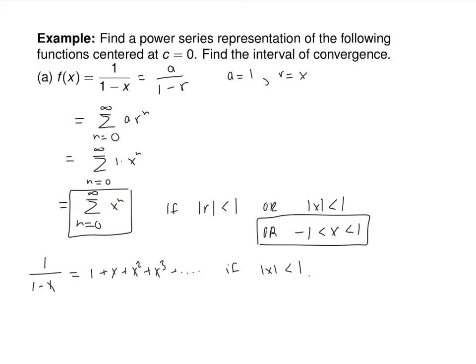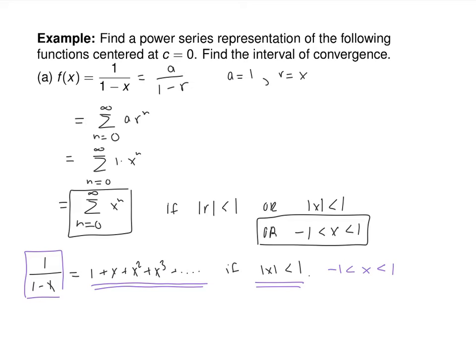If you wanted to convince yourself that this is true, you could graph this 1 over 1 minus x function, and you can graph partial sums of this, and notice that as you add more and more terms, the partial sums are converging to the function 1 over 1 minus x on this interval. Oops, not or equal to, just less than. So negative 1 less than x, which is less than 1.